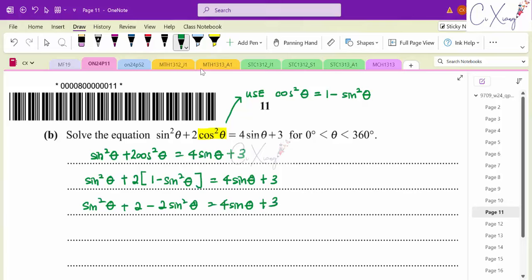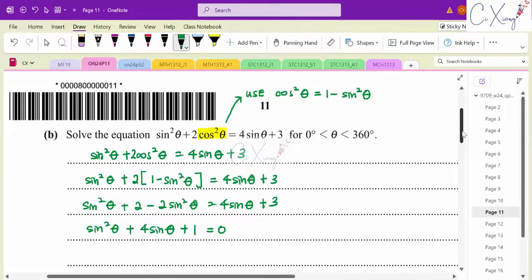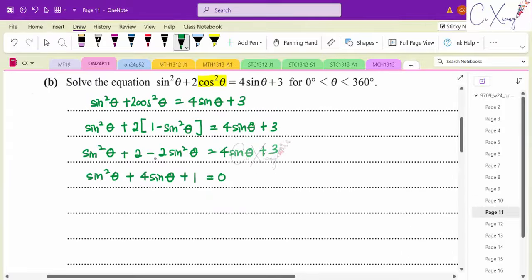Okay, and next if I further simplify it, I'll have sine squared theta plus 4 sine theta plus 1 equals 0. You move everything to one side, and then adjust the signs and so on. Then your final equation should look something like this. Okay, alright, now I want to solve the equation.